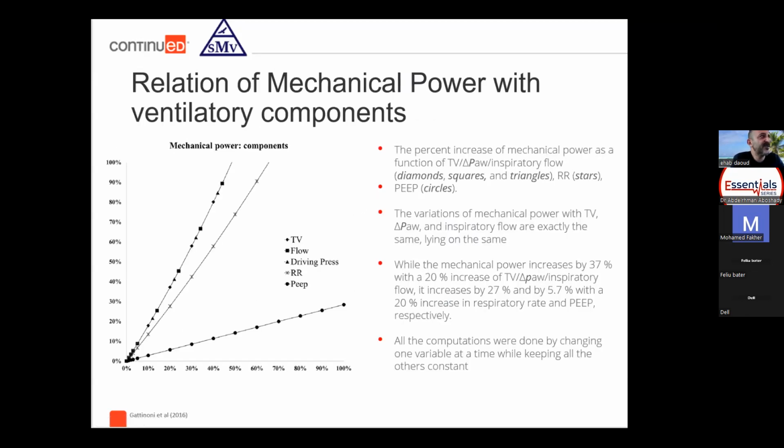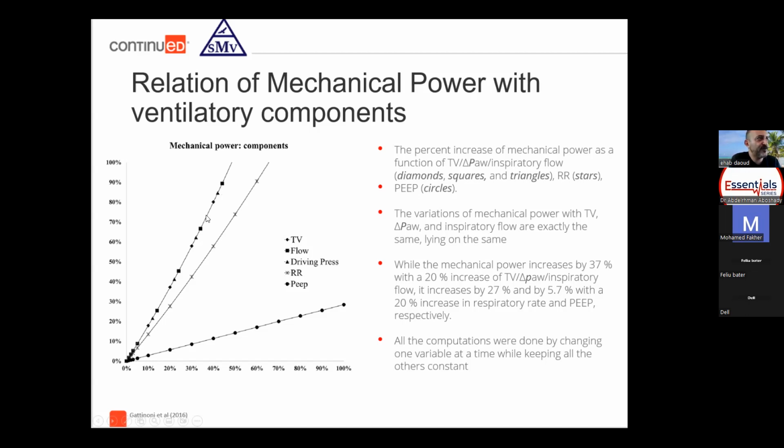This is another one from the same article. Now he divides the mechanical power into its components: the tidal volume, the flow, the driving pressure, respiratory rate, and PEEP. And what they found is the percent increase of mechanical power as a function of change of volume, delta airway pressure, delta pressure, and respiratory flow. I don't know if you can really see the curve very well, but those are the circles, the X's are the respiratory rate, the squares are the flow. The variation of mechanical power with the tidal volume, airway pressure, and respiratory flow, they all lie on the same curve.